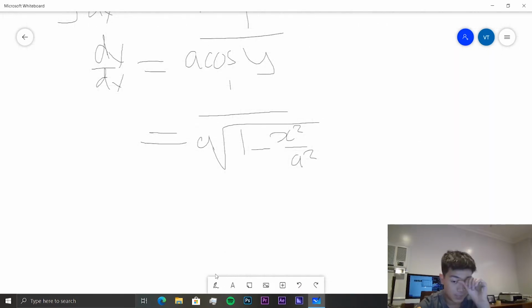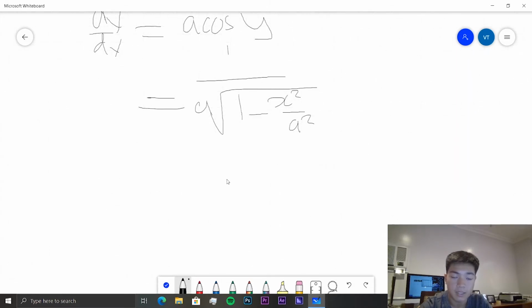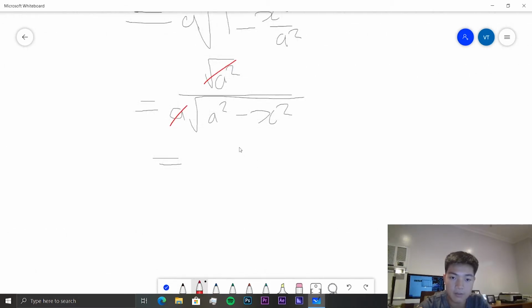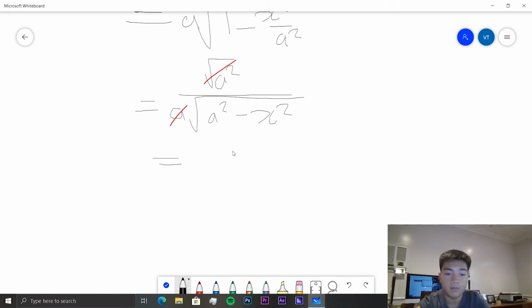And so what we can actually do is multiply both the top and bottom by the square root of a squared. So we get the square root of a squared over a times the square root of a squared minus x squared. Actually, these two will just cancel out. So the derivative is simply 1 over the square root of a squared minus x squared. So this is the derivative of y equals arc sine x.